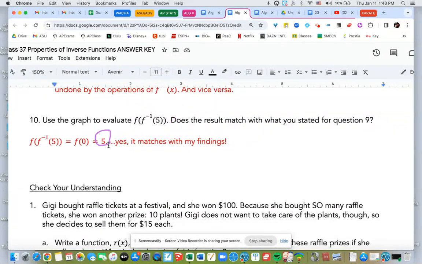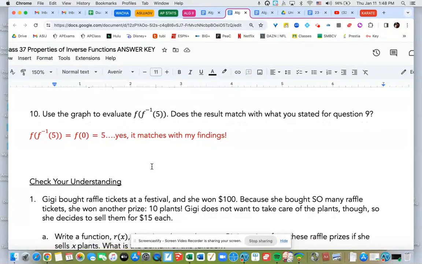It's always going to equal 5. So on a test, don't waste your time. Just write 5. You're done. You don't even have to do this. But you could, but you don't have to. You just can write 5, done. They are inverses of each other, so you're going to go right back to where you started.